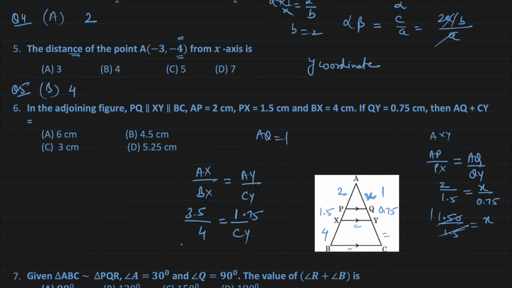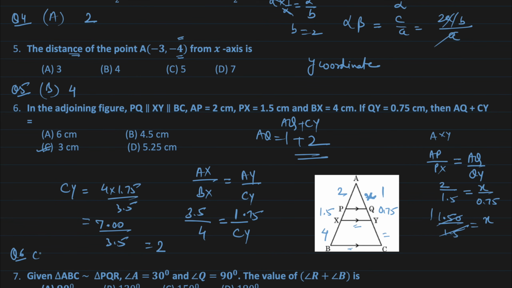And CY we have to find, right? So from here, CY will be how much? 4 into 1.75 by 3.5. Basically, 7.00 by 3.5 becomes 2. So this is AY, this is CY. Then you add both of them, it will become 3. So your answer is 3. So question number 6, option number C, 3 centimeter. This is how you have to write.